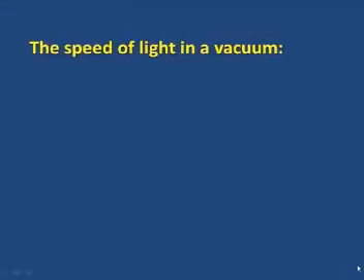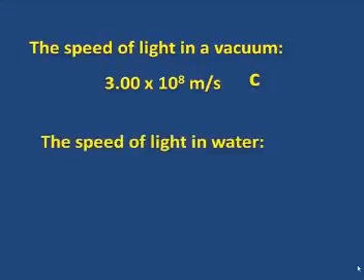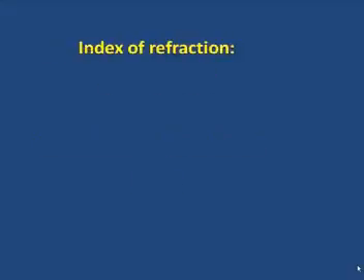The speed of light in a vacuum is 3 times 10 to the 8th meters per second, and it's given the symbol c. But in water, the speed of light is different. It turns out to be 3/4 c. And in fact, in any different medium, the speed of light will be different than in a vacuum.